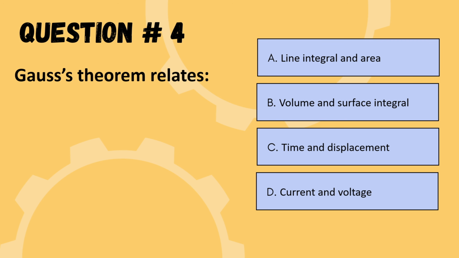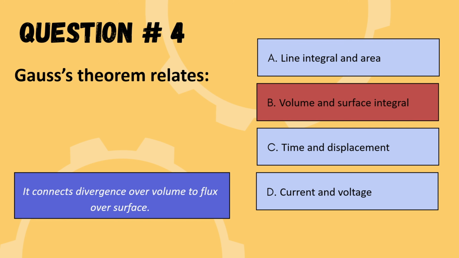Next question is, Gauss theorem relates, options are line integral and area, volume and surface integral, time and displacement or current and voltage. So the correct option is option B, volume and surface integral. So we are moving to the next question.